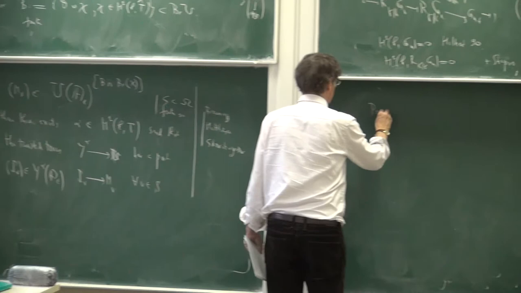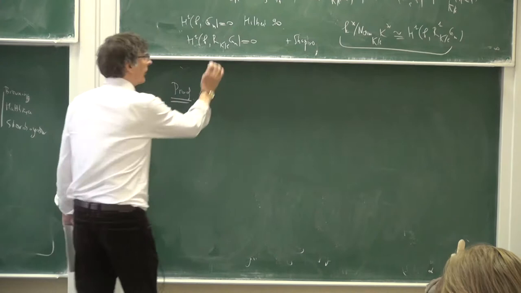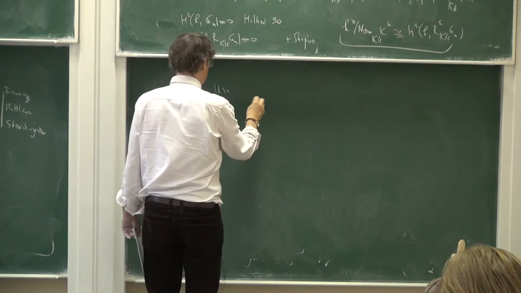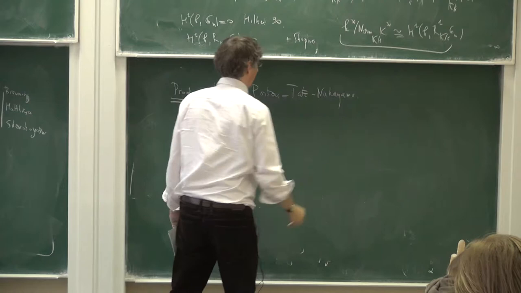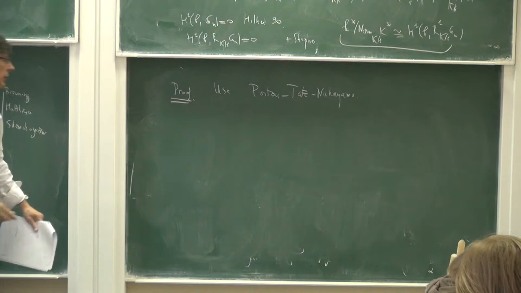Well, we use some sequence which is, I forgot which, Poitou-Tate. If I put all the names, I'm sure to be okay. Poitou-Tate-Nakayama, which is an exact sequence in class field theory for cohomology of tori. There's a very long, 9-term exact sequence. I just write down the part which is useful here.